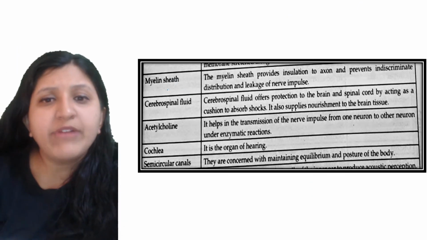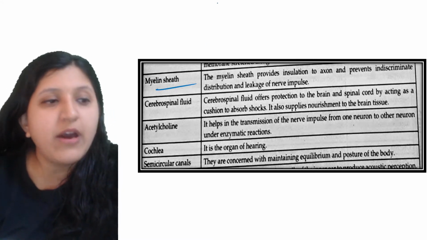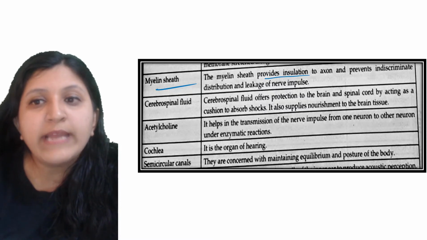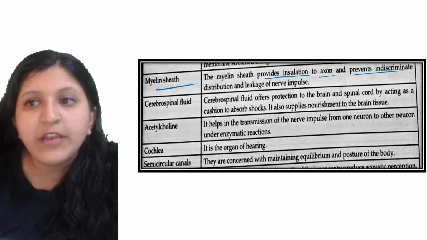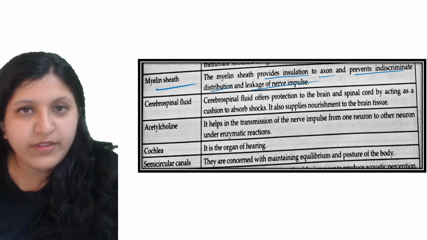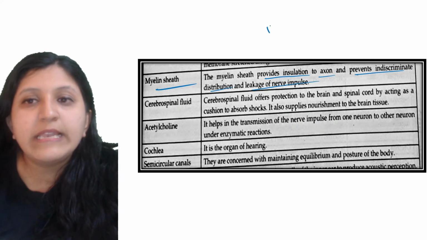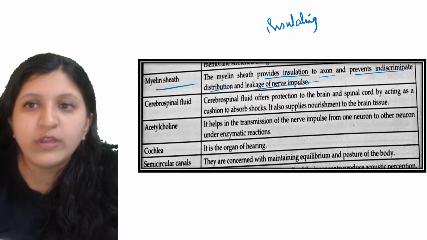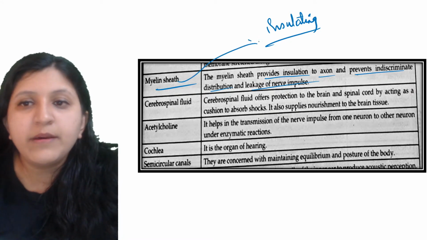Okay, so let's have a look at the myelin sheath which is covering the neuron. The myelin sheath provides insulation to the axon and it prevents indiscriminate distribution and leakage of the impulse. So basically it acts as an insulating material, or insulation is done by the myelin sheath.